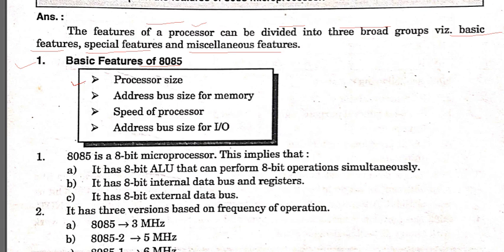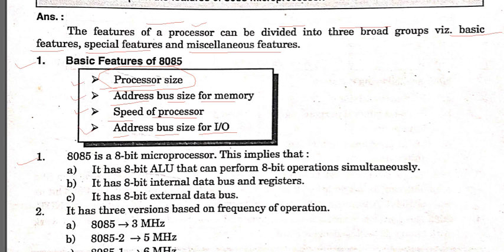So in that there are again subcategories are there for the features. So first one is the processor size, second is the address bus size for the memory, third one speed of processor, and the fourth one feature is the address bus size for IO, that is input output devices. So the first one is the processor size.